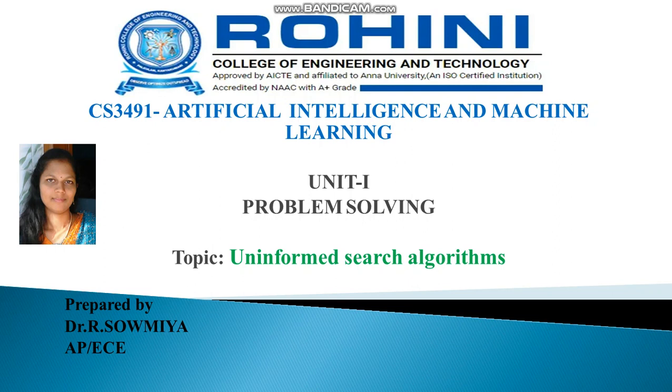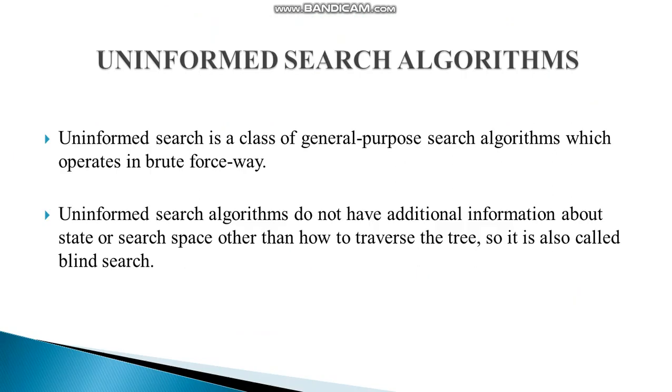Let us see the topic of uninformed search algorithms. Uninformed search is a class of general purpose search algorithm which operates in brute force way. Uninformed search algorithms do not have additional information about state or search space other than how to traverse the trees, so it is called blind search.